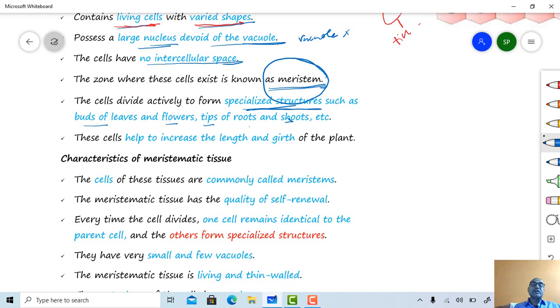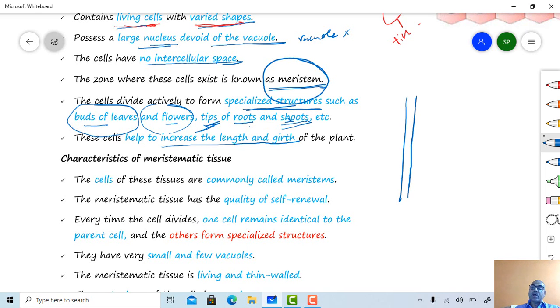This produces the buds of the leaves. This produces buds of the flowers. This produces tips of the root as well as shoot. These cells help increase the length and girth of the plant. What is length and girth?